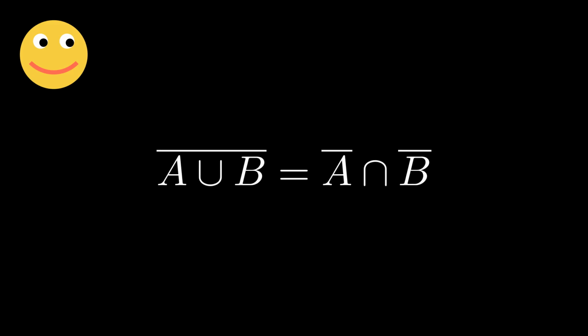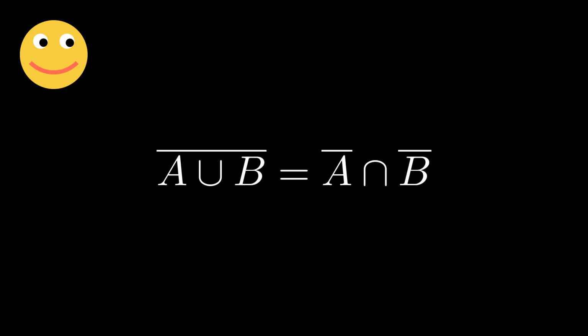I would like to introduce you to two identities in the topic of sets, which are called De Morgan's identities. Let's take a look at the first one. It states that the complement of the union of A and B is equal to the intersection of the complements of A and B. What does this mean visually?